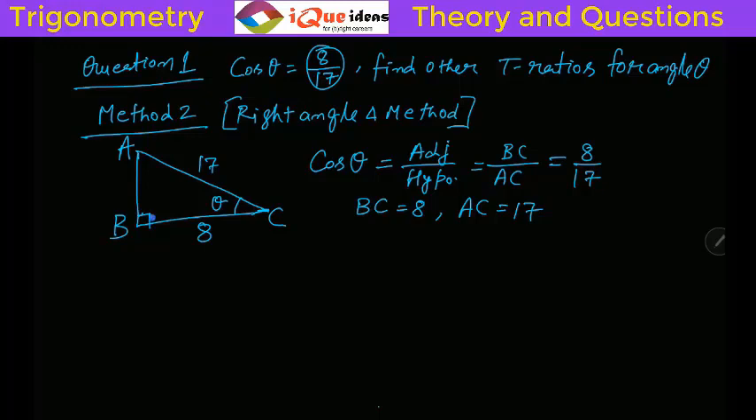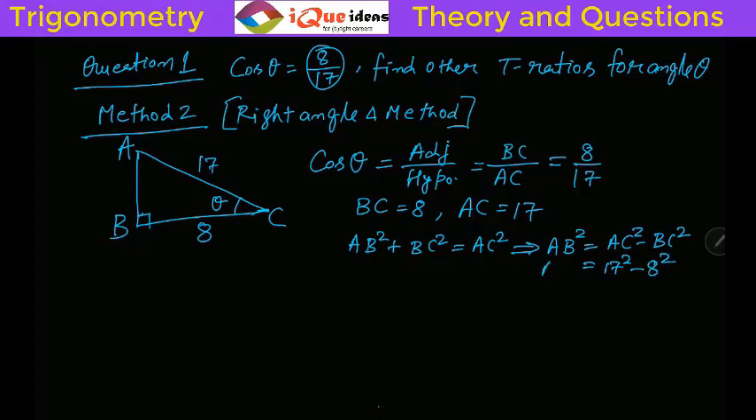Now using Pythagoras theorem, that is AB square plus BC square is equal to AC square. From here we can calculate AB square, that is equal to AC square minus BC square. We have taken the value of AC as 17, so 17 square. BC as 8, so 8 square. 17 square is 289, right? So AB square is equal to 289 minus 64, which is equal to 225, which is 15 square. So we get AB equal to 15.